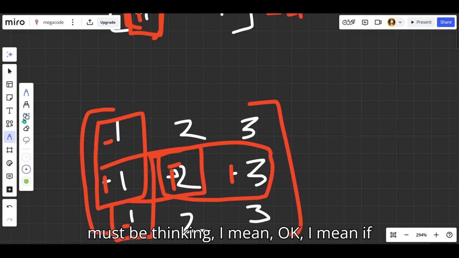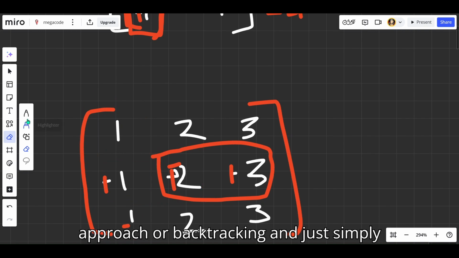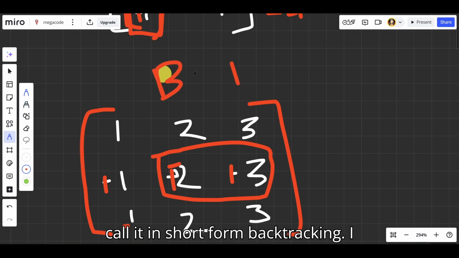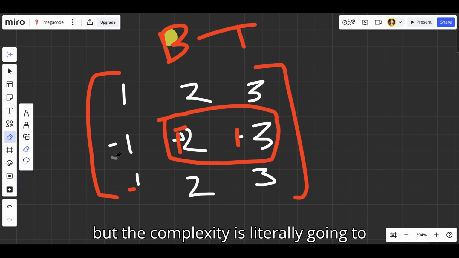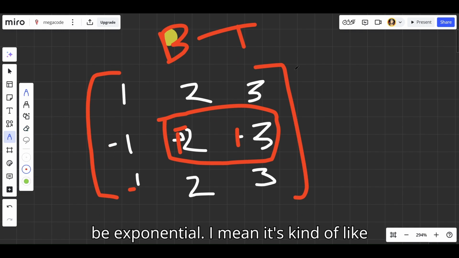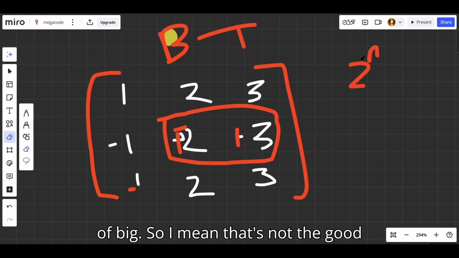So you must be thinking, okay, if that's the case, we can simply use a brute force approach of backtracking. I'm just going to call it, in short form, backtracking. Yeah, we could use that, but the complexity is literally going to be exponential. It's kind of like 2 raised to n. I mean, it's kind of big. So that's not a good approach.